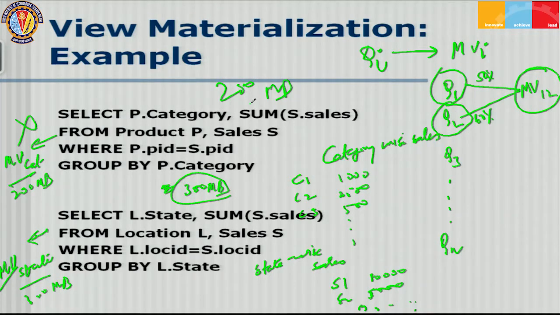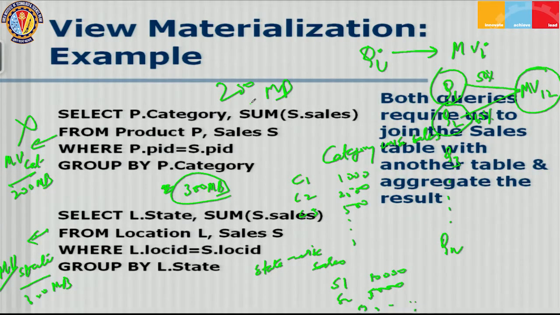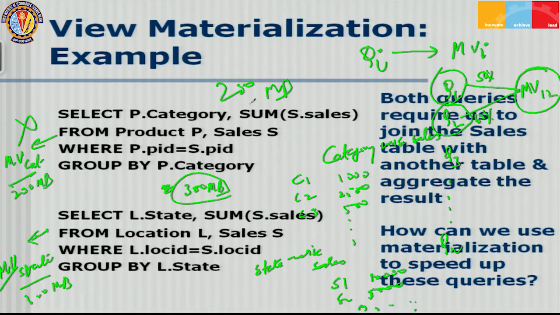So let us see now. Both queries require us to join the sales table with another table and aggregate the result. In the first query, I'm joining the sales table with the product table, and in the second query, I'm joining the sales table with the location table. Then I'm doing some aggregation with respect to category in the first query and state in the second query. How can we use materialization to speed up these queries?